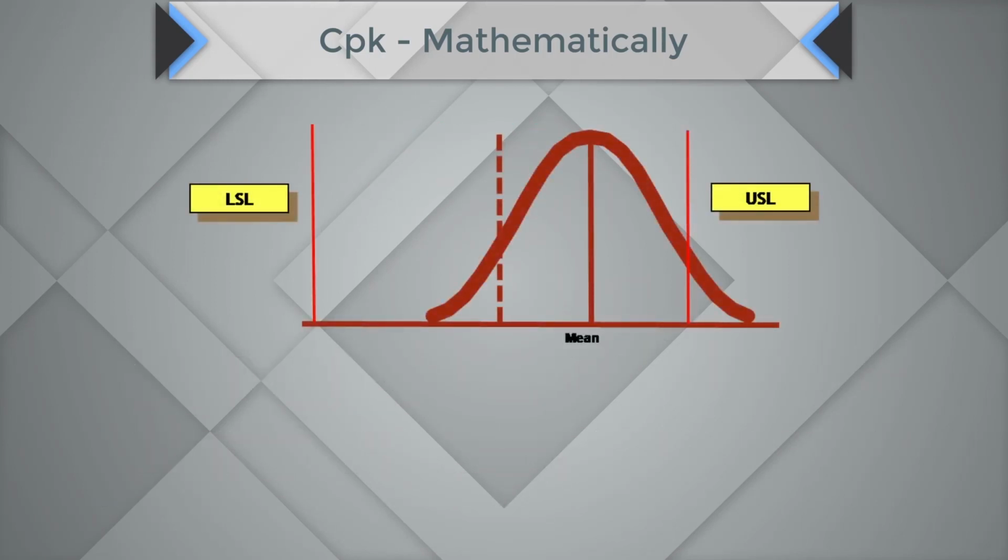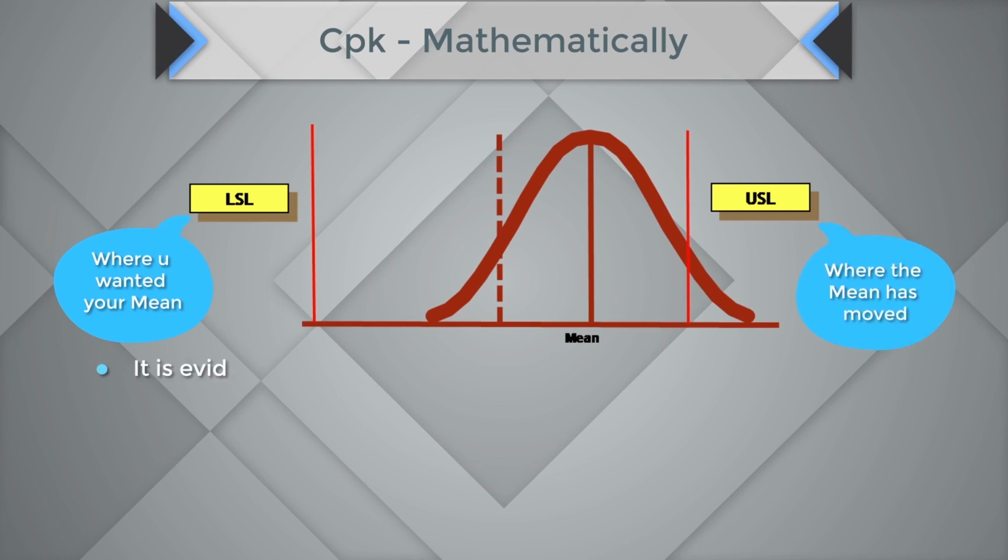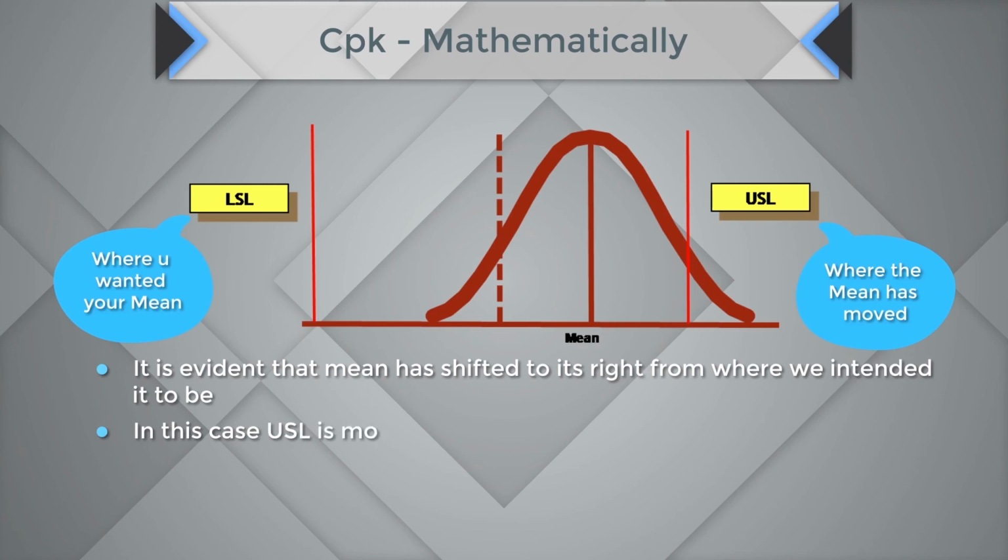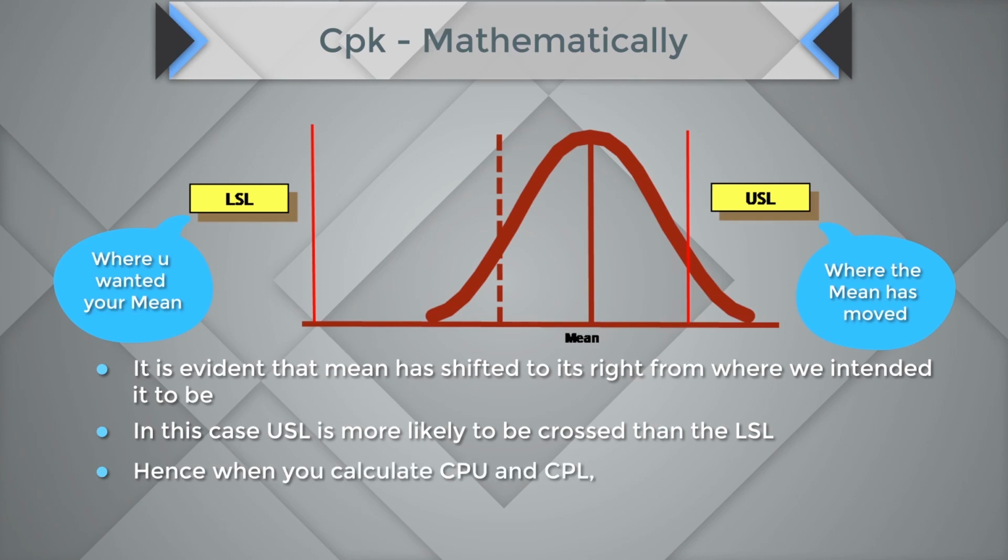For a known LSL and USL, if I know the mean of the process, I can easily understand if the mean has shifted towards the right or towards the left. In this case, the process is more likely to cross the USL and not the LSL. It has gone farther away from the LSL while it has gotten closer to the USL value. Hence, when you calculate the CPU and CPL, CPU shall be smaller and hence it shall become the Cpk. Let's understand this through an example.